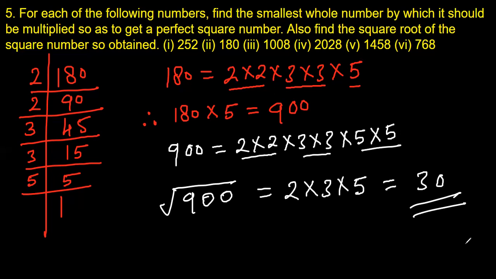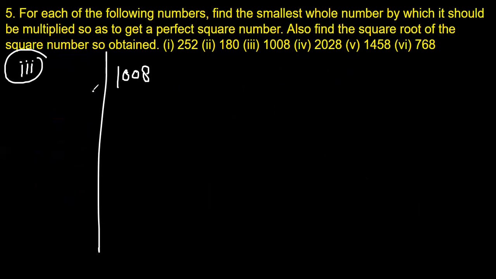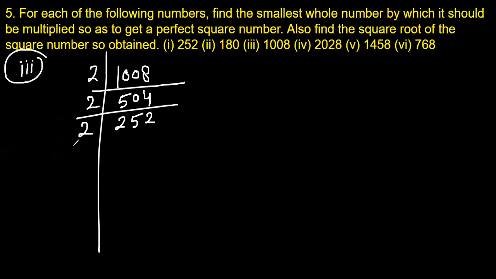Let's see the next one, the third part, and it is 1008. In all of these questions, we are going to use the same technique. We will do prime factorization: 1008 divided by 2 is 504, half of 504 is 252, 2 fives are 10, and 2 twos are 4. One more time, 2 ones are 2, 2 twos are 4, 2 sixes.